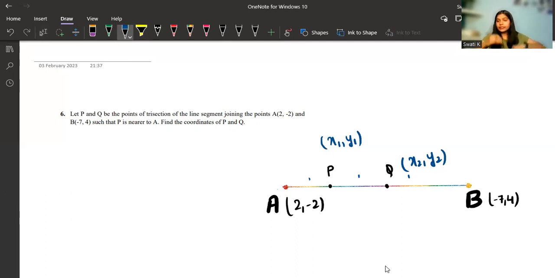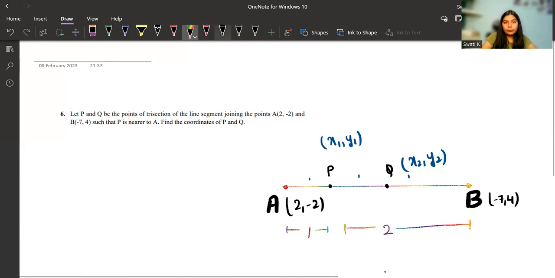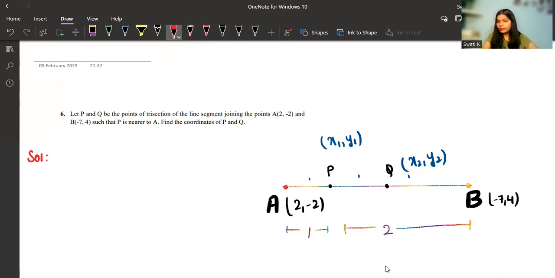See, let us just forget about Q for time being. So suppose on this line segment there is only A and there is only P. So now this P is dividing this line segment AB in the ratio of 1:2. That means from here to here it is 1, and from here to here it is 2. So for P, we will use a different formula because in that case, the ratio is something else. So let's start the solution. So let us consider first P because we have to find P and Q both.